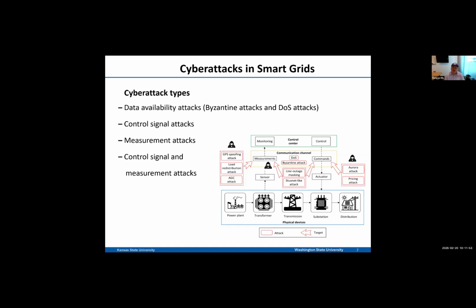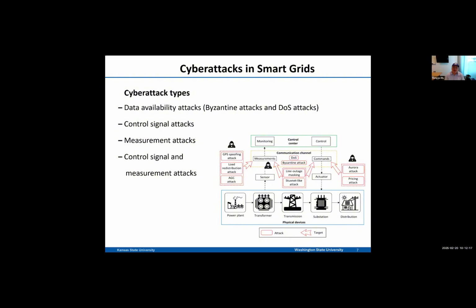The second category is control signal attack, as in our previous work. The attacker usually uses a Trojan to steal credentials, such that the attacker can send compromised control signals to the field devices. This malicious and encrypted control will cause physical damage to the field devices or may cause a widespread blackout. The third category is measurement attack.